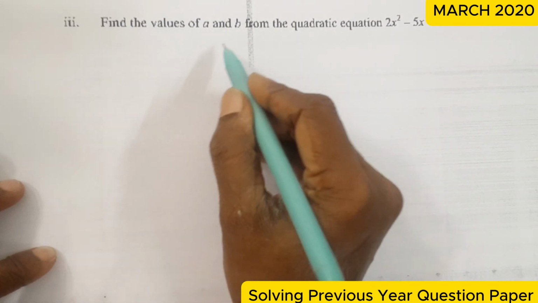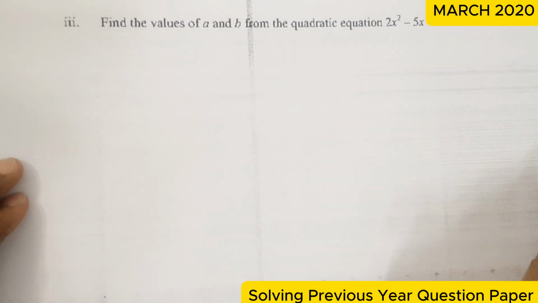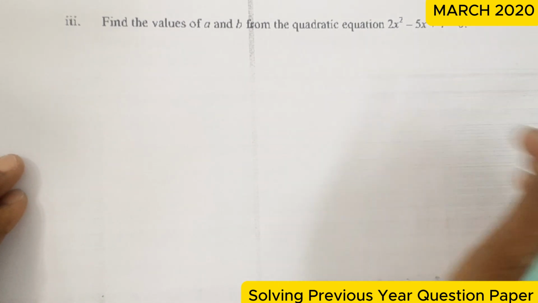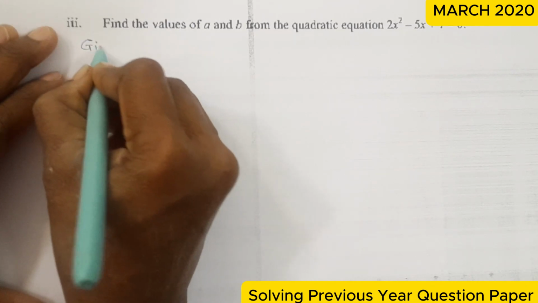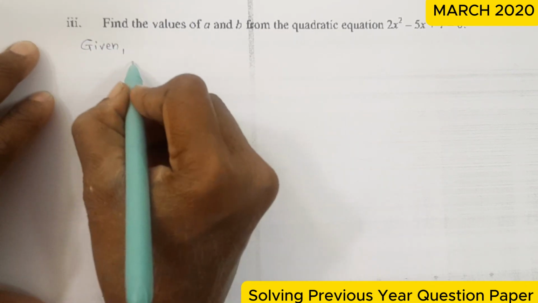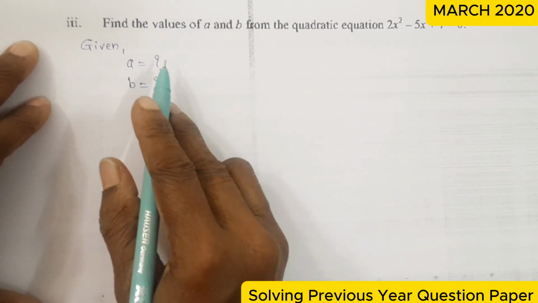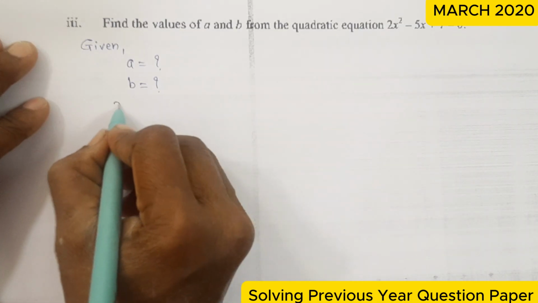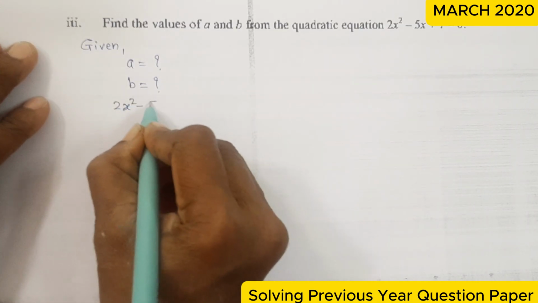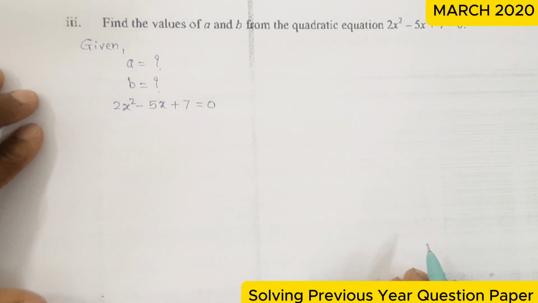Find the values of a and b from the quadratic equation 2x² minus 5x plus 7 is equal to 0. So now here students, we write given, that we calculate a and b. a is equal to question mark, b is equal to question mark, and the quadratic equation is 2x² minus 5x plus 7 is equal to 0. So this is the given.